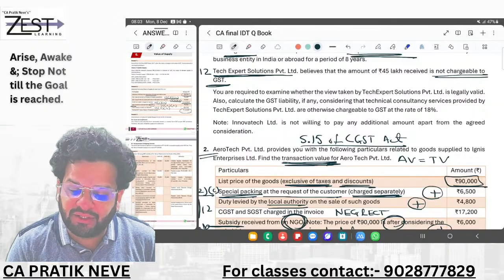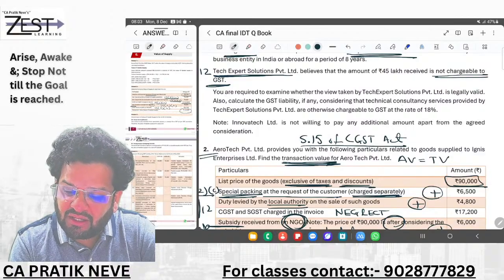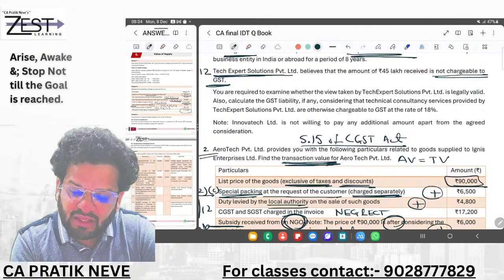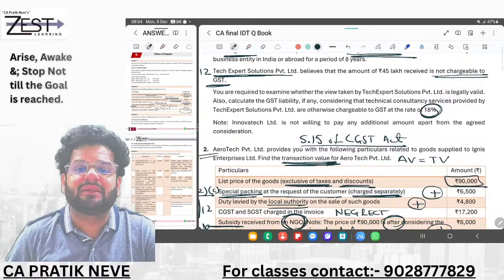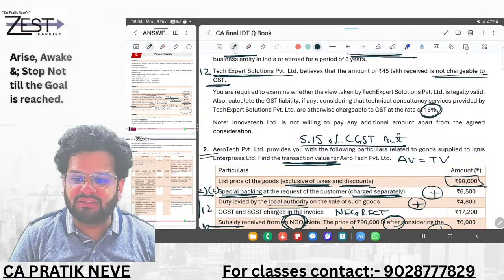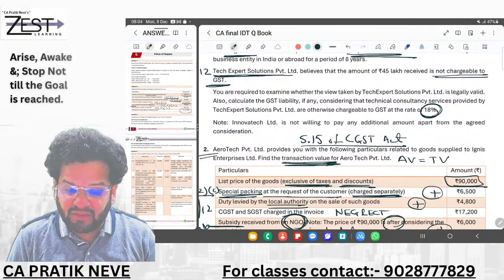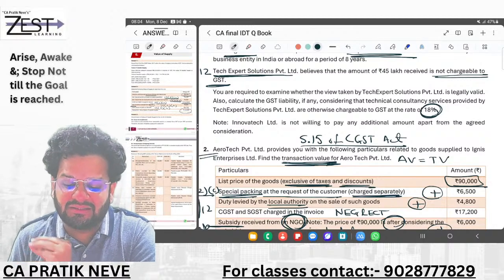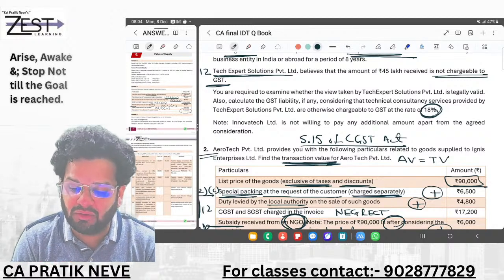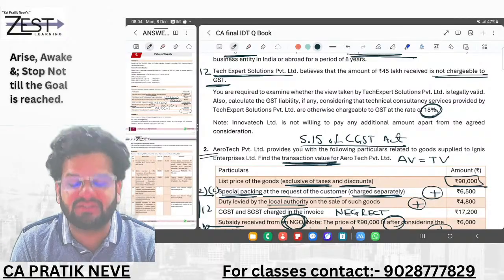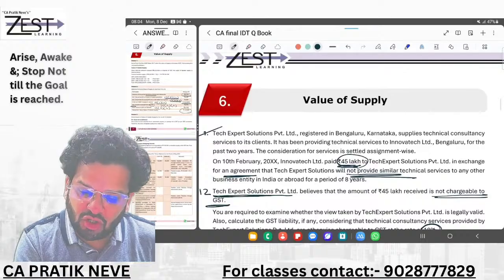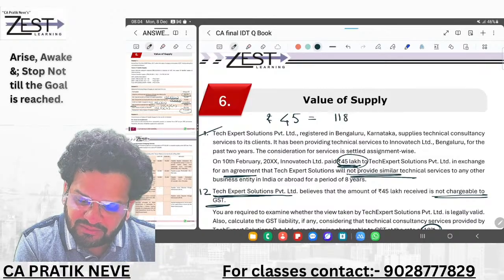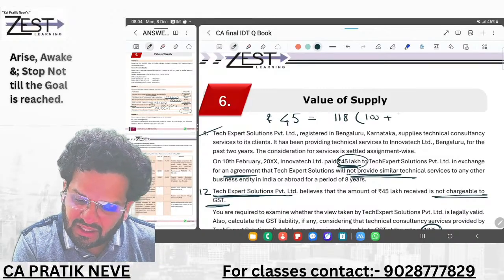Calculate the GST liability considering that technical consultancy services provided by Tech Experts Solutions Private Limited are otherwise chargeable to GST at 18%. So in short, the rate of GST is 18%. Innovatech Limited is not willing to pay any additional consideration or any additional amount apart from the agreed consideration. In short, 45 lakhs is including GST. 45 lakhs is 100 plus 18.